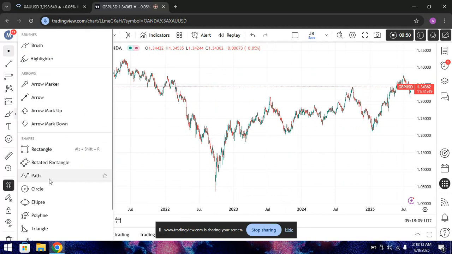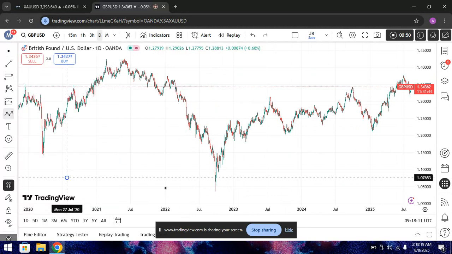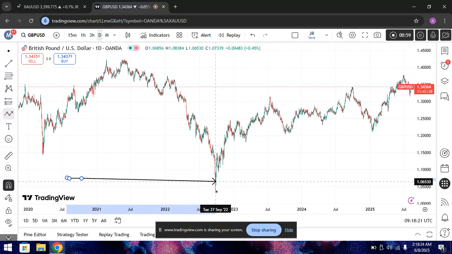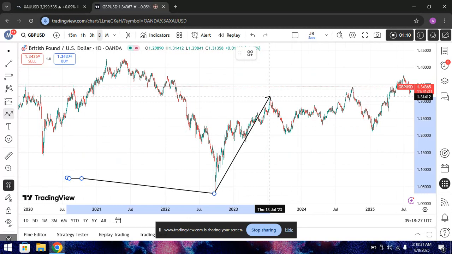Okay, so from this level here, we see price was going up to the upside. We saw this order flow play out. So this was the current trend for GBPUSD.